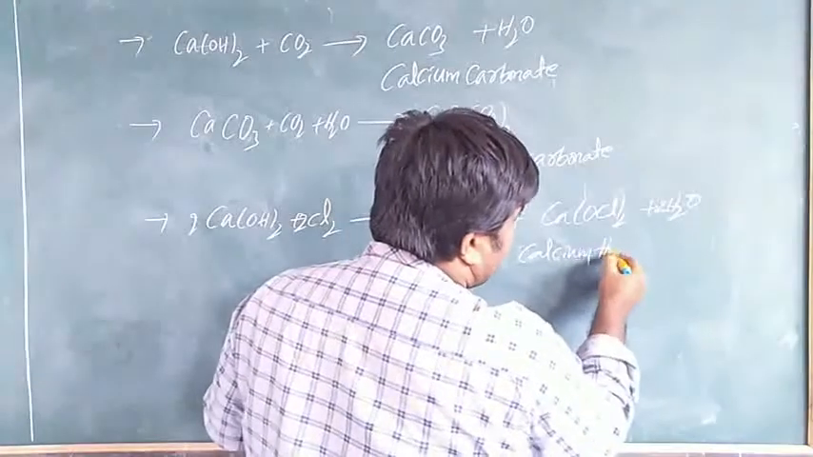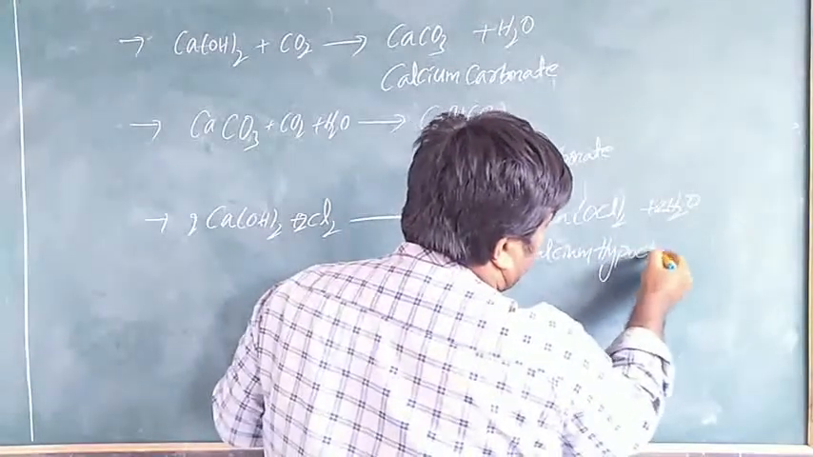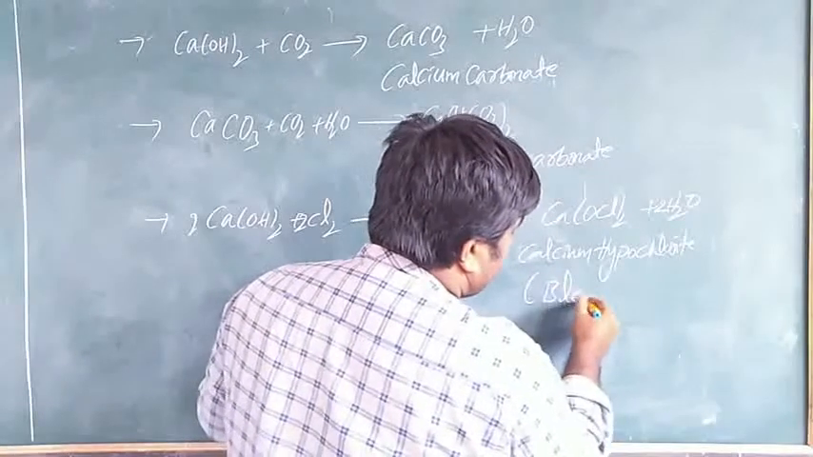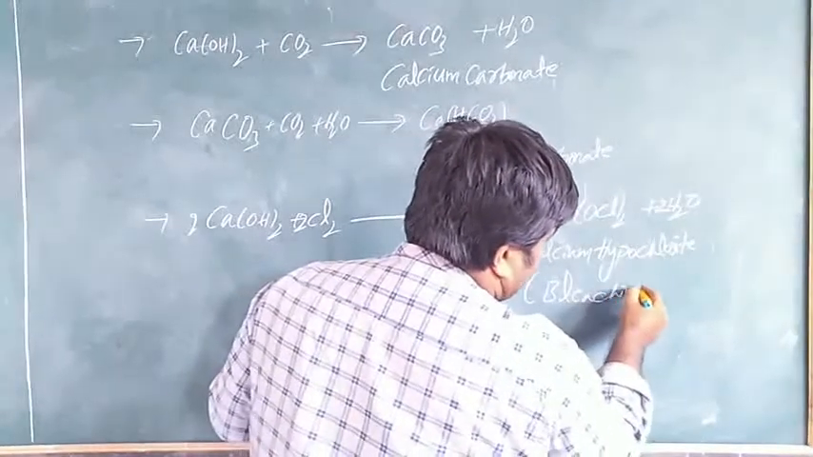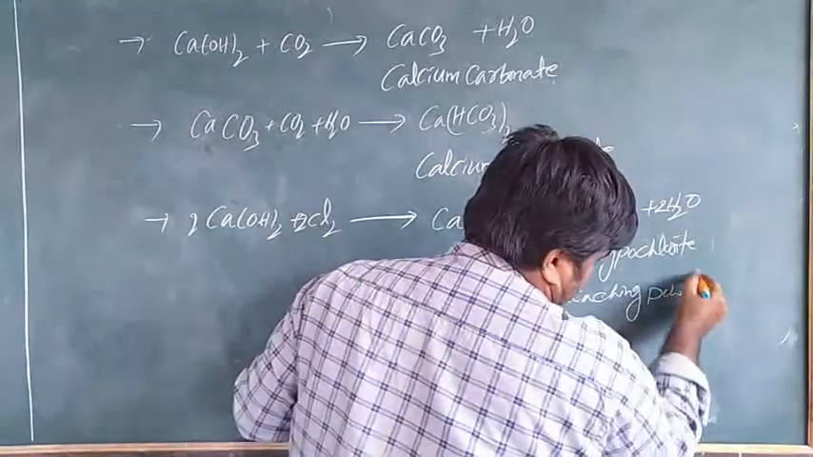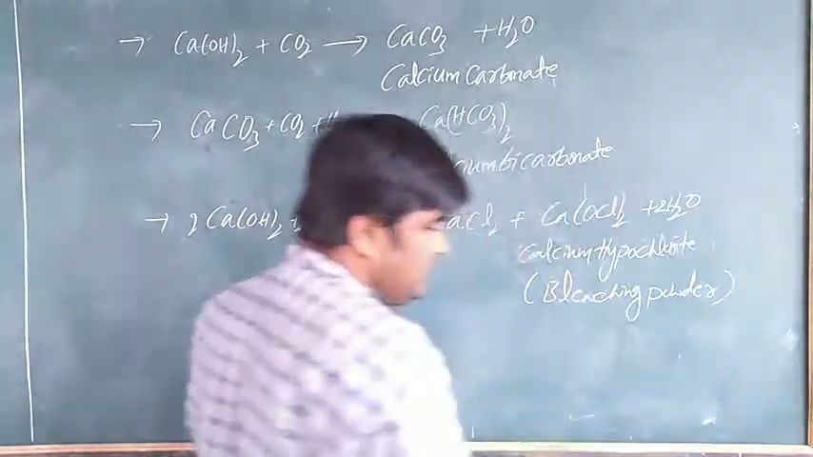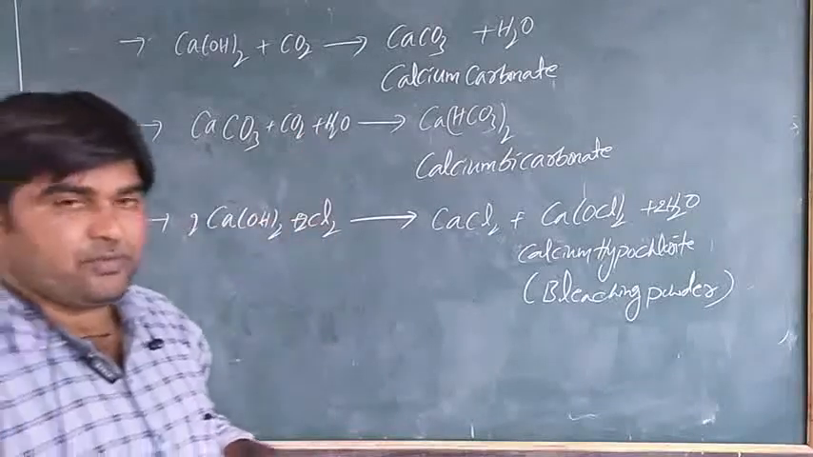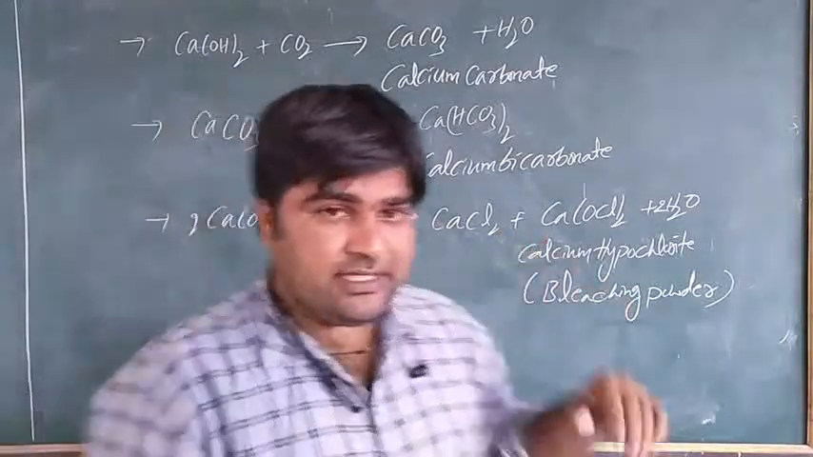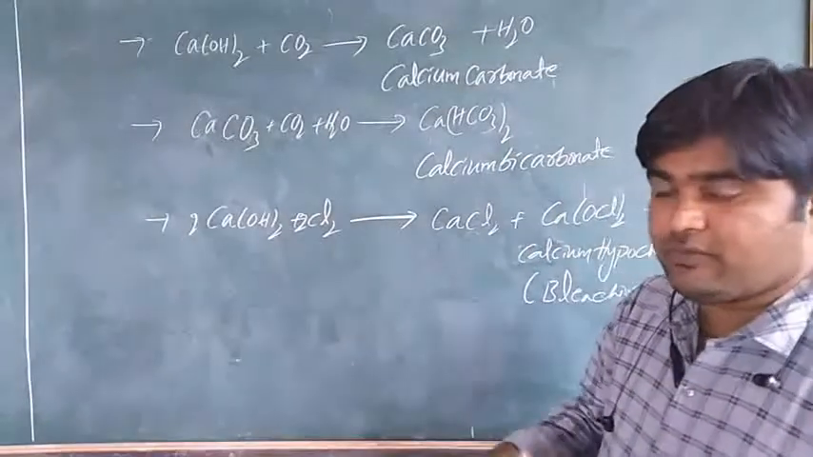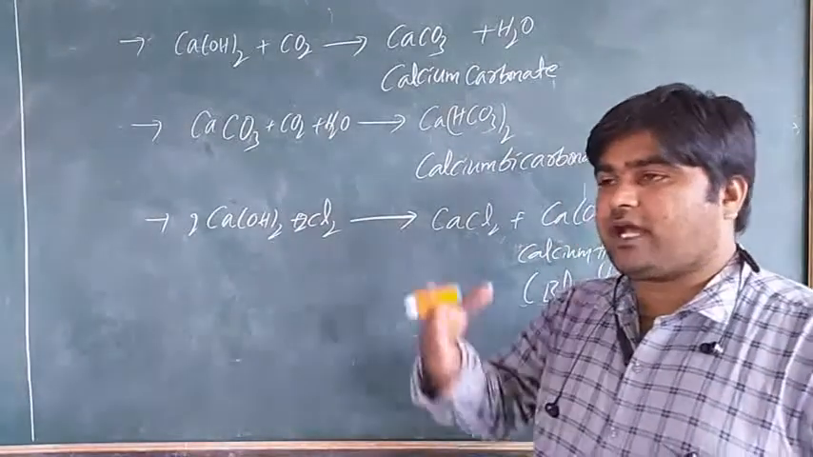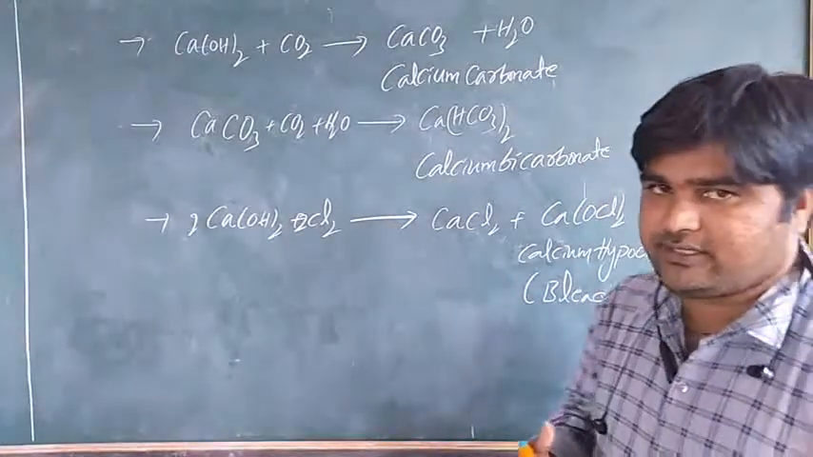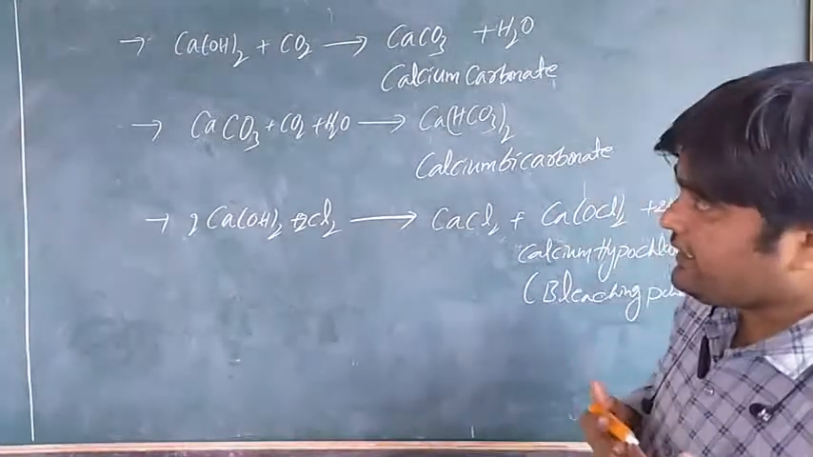Calcium hypochlorite is used in bleaching powder. Is it clear? So this is the chemical reaction, remember. How to prepare calcium hydroxide: calcium oxide reacts with water to form calcium hydroxide.